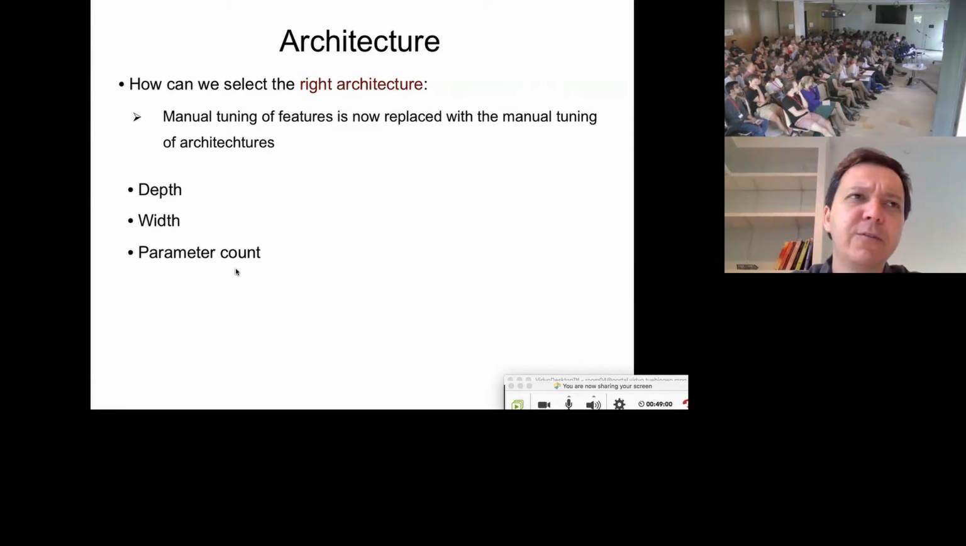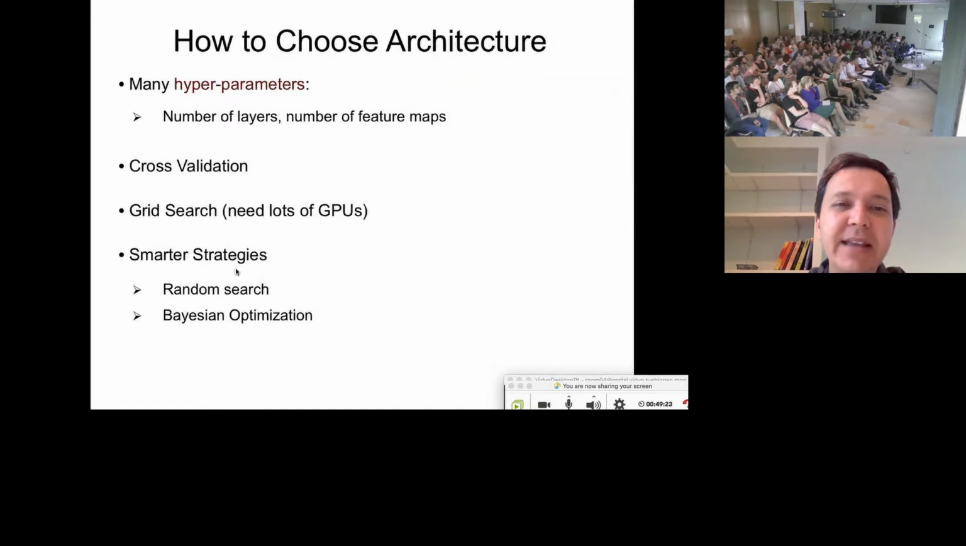We were tuning features, people would figure out how to use different kinds of features. So for example, you can use SIFT, you can use HOGs, you can use this and that. And now manual tuning of features is replaced with manual tuning of architectures, right? So we've made a step forward from tuning features to tuning different architectures: depth, width, parameter count, many hyperparameters, number of layers, number of feature maps, learning rates and such.